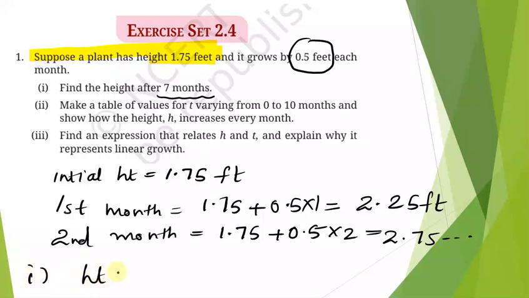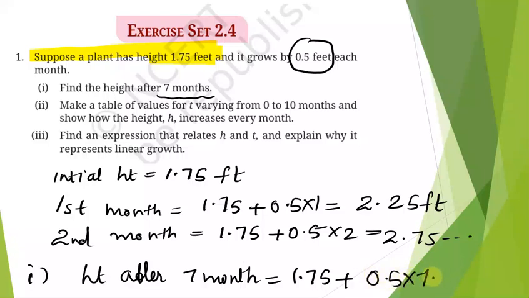So the height after 7 months is equal to, how can we find it, it will be 1.75, that is the initial height, plus 0.5 into 7. So that is 1.75 plus 0.5 into 7, and 0.5 into 7 is 3.5. Adding up, the total value will be 5.25.